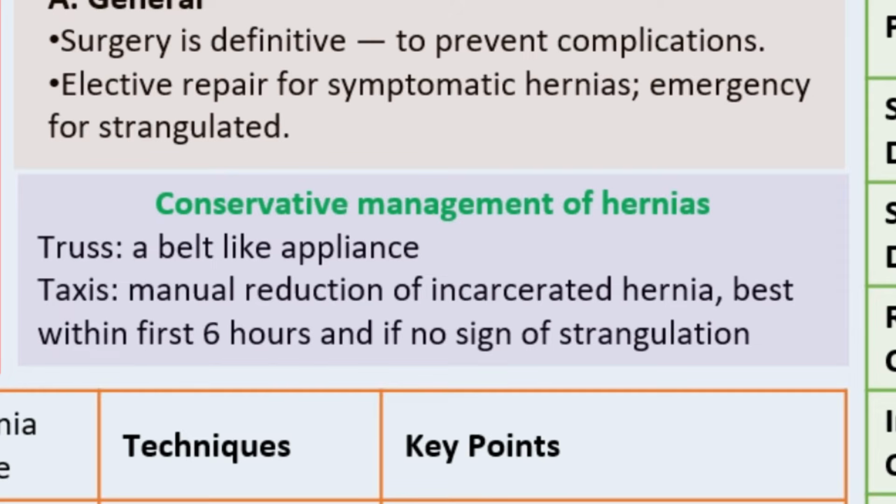Taxis is the manual reduction of the incarcerated hernia. So the patient is put in a supine position, the hips flexed and the knees flexed. Sometimes a muscle relaxant is used, and with the hip internally rotated, we try to reduce that hernia until it goes back, and it's best within the first 6 hours. Most likely when the hernia is irreducible, within the first 6 hours, you can attempt this.